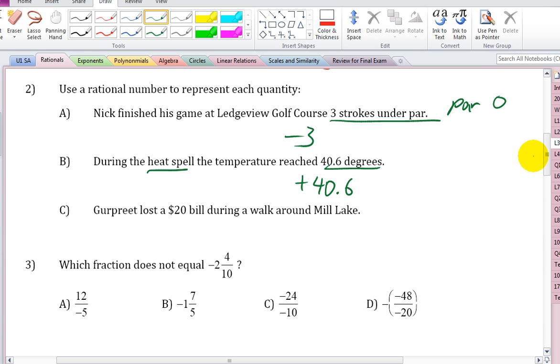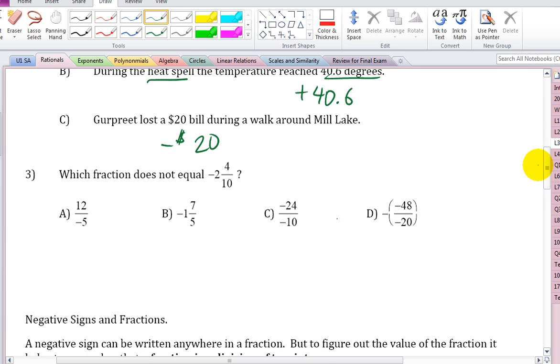Well, Preet. What would that one be, Kevin? -20. Okay, and you should use dollars. Okay, -$20. All right. Any questions? Okay. Try next one. Question 3.